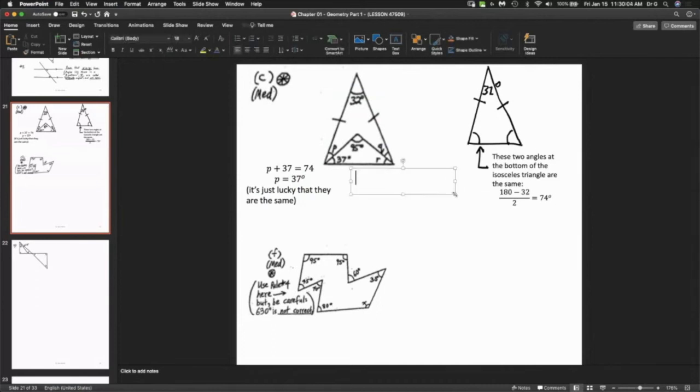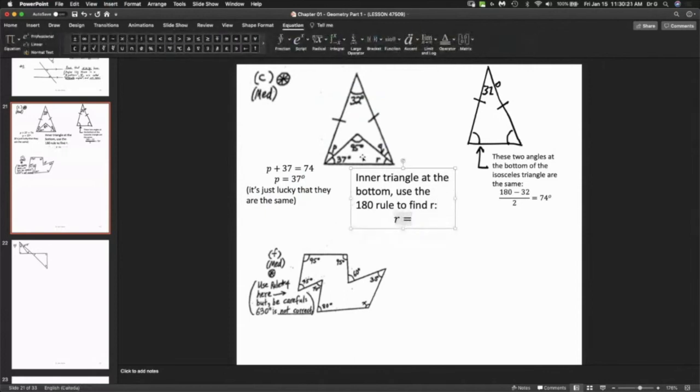Now over here, we also know the following. We can get R from the inner triangle at the bottom. Use the 180 rule to get R. So R is going to equal 180 minus 37 minus 95. Can someone in the chat give me a number on that?